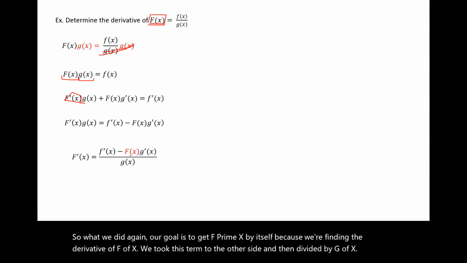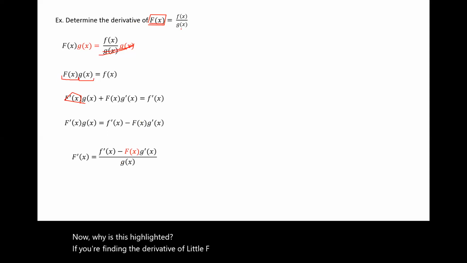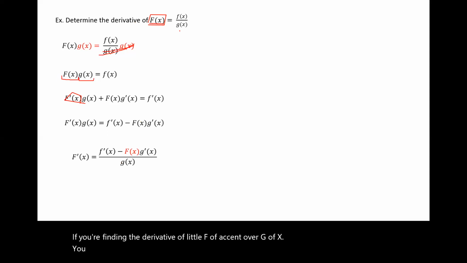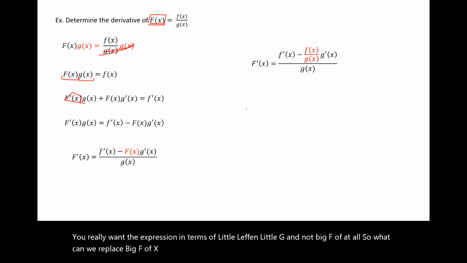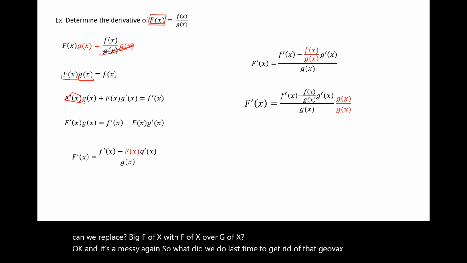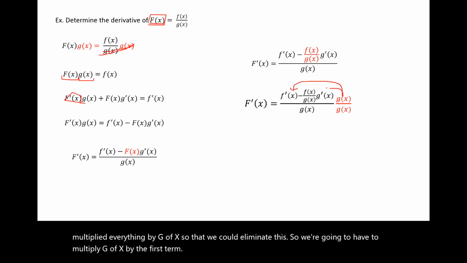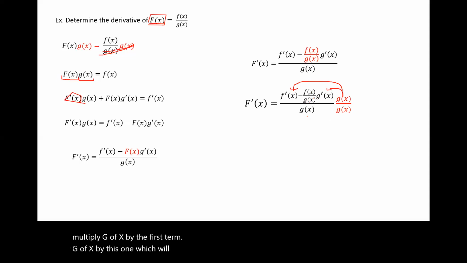Now, why is this highlighted? If you're finding the derivative of little f of x over g of x, you really want the expression in terms of little f and little g and not big F at all. So what can we replace big F of x with? F of x over g of x. And it's messy again. So what did we do last time to get rid of that g of x? We multiplied everything by g of x so that we could eliminate this. So we multiply g of x by the first term, g of x by this one, which will get rid of that, and g of x times this one.